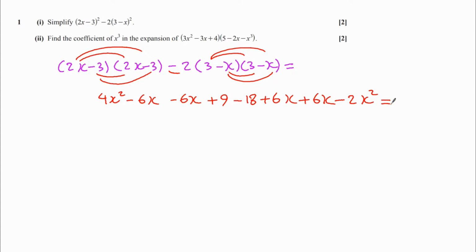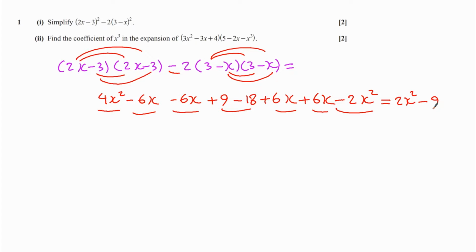So now I need to simplify this, and I need to combine the x² terms with x² terms. So 4x² minus 2x² would be 2x². 6x plus 6x would be 12x. Minus 6x minus 6x would be minus 12x, so they basically eliminate each other. 9 minus 18 is minus 9. We don't have any other numbers, so the final answer here would be 2x² minus 9.